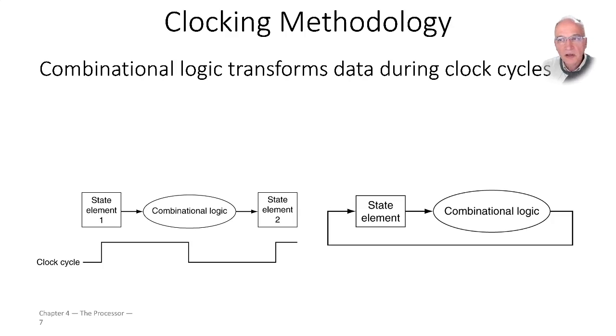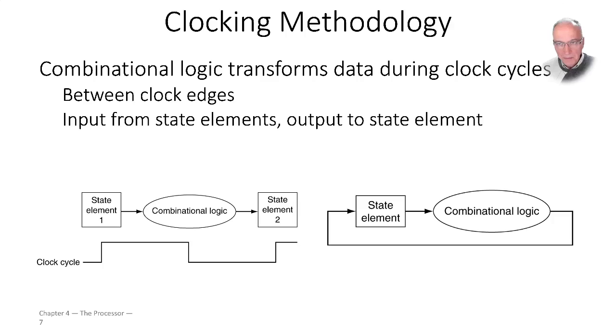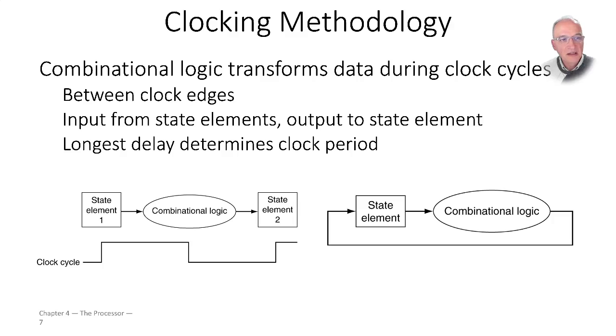So the combinatorial logic will transform the data during the clock cycle, between the clock edges. And the input from the state elements will also be the output to the state elements, as the figure on the right is indicating.